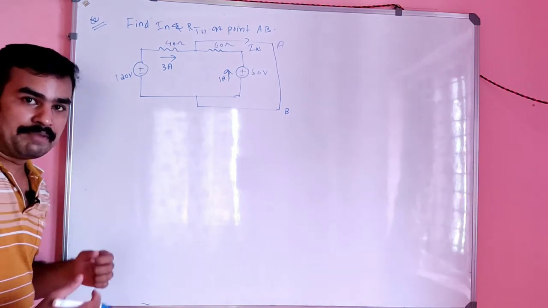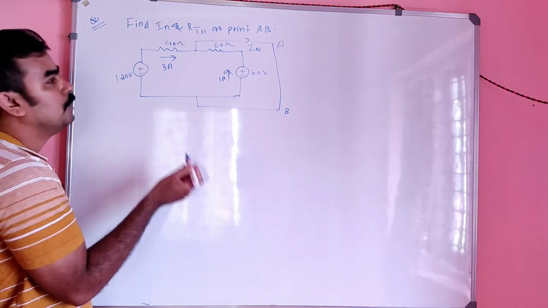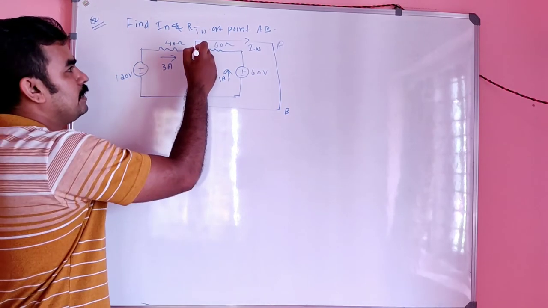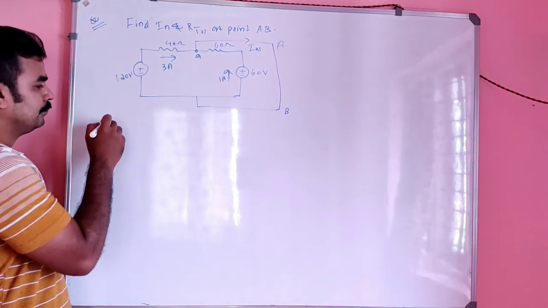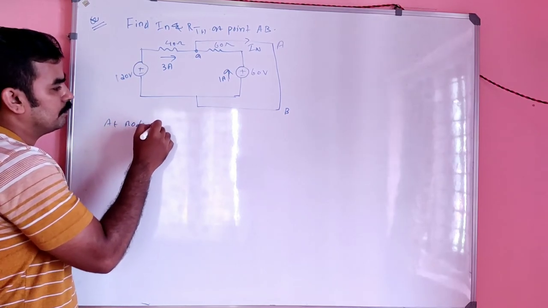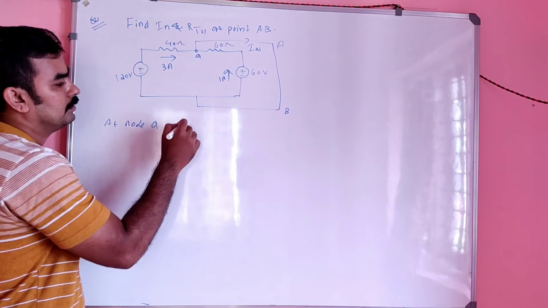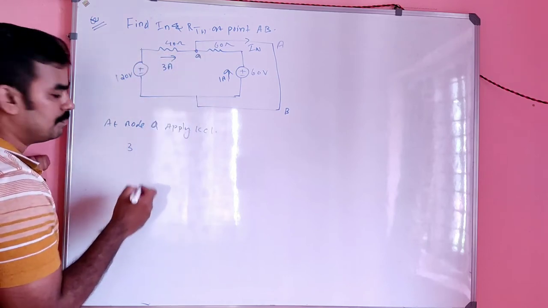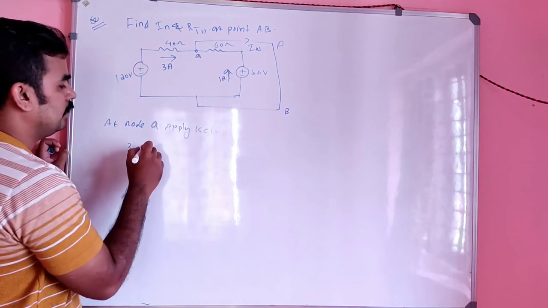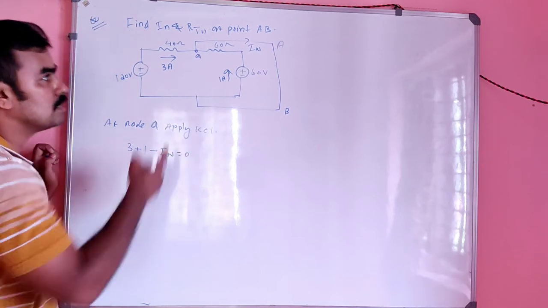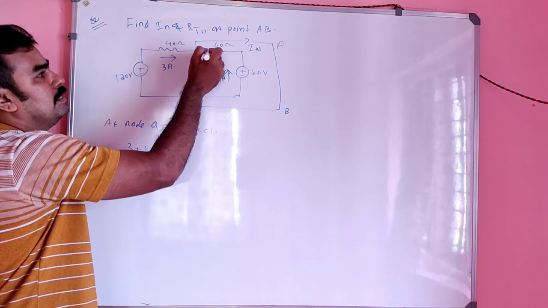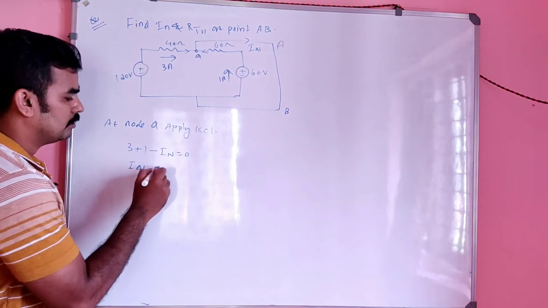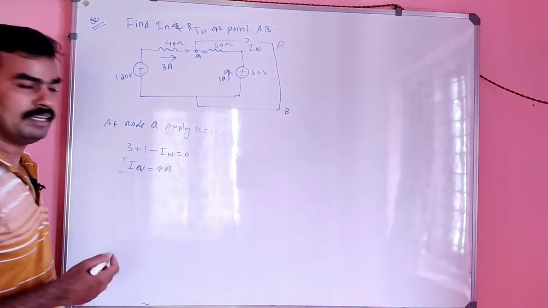How can we solve this? It's given that there is some current, and you have to find the value of IN. I am applying KCL at node A. What will that be? Incoming current is always taken to be positive, so 3 plus 1 minus IN equal to 0, because IN is the outgoing current and these are incoming currents. So IN equals 4 ampere.